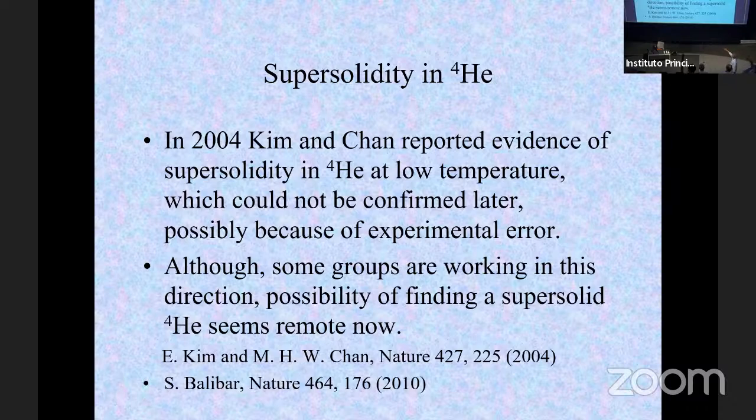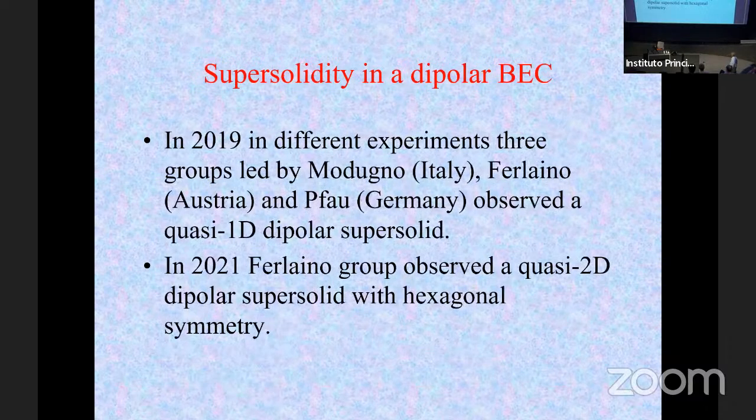And some groups are working in this direction, but the possibility of finding a supersolid helium-4 seems remote. But it's not excluded. It's possible that there could be supersolidity in liquid helium-4. So these are the two papers. The first paper showed the supersolidity, and the second paper contested it. So, supersolidity and dipolar BEC.